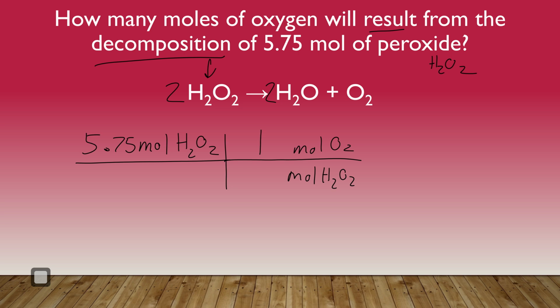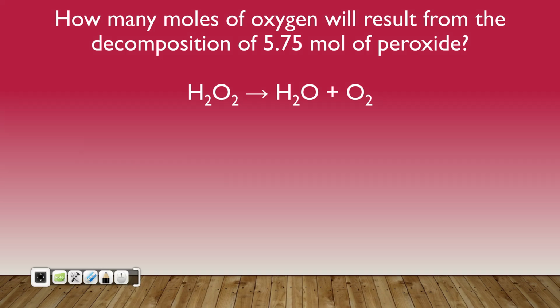O2 has a coefficient of 1. H2O2 has a coefficient of 2. So this is going to be 5.75 divided by 2. 5.75 divided by 2, and I get 2.875, and I'm going to round to 3 sig figs, 2.88 moles of O2.